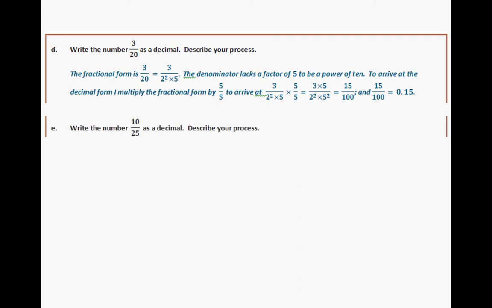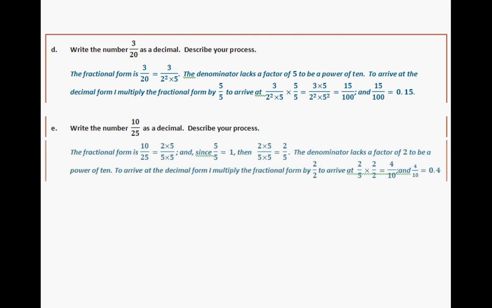So now do the same thing with 10 over 25. Write that as a decimal and describe your process. So using the example above, how can you rewrite that answer and make it fit 10/25? Well, the fractional form is 2 times 5 over 5 times 5. So what are we missing to get a power of 10? Well, we're missing 2 5s.